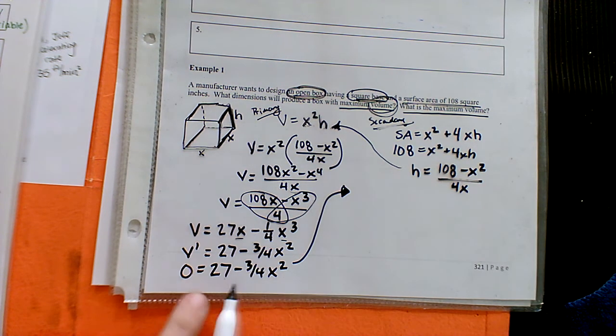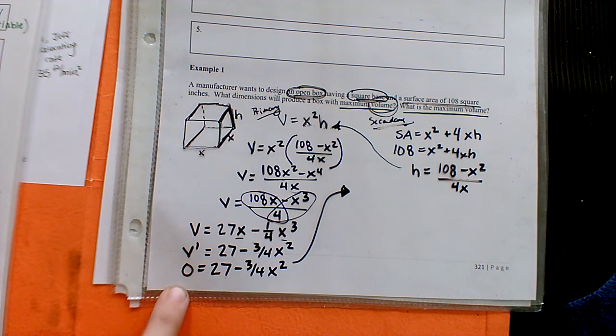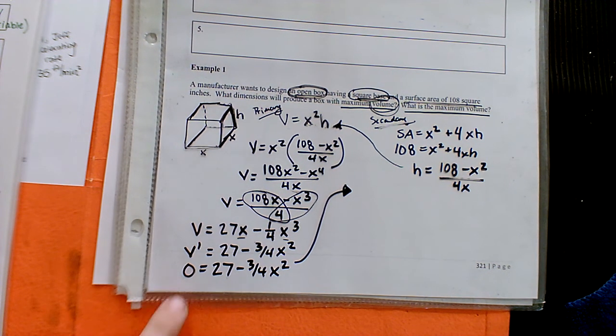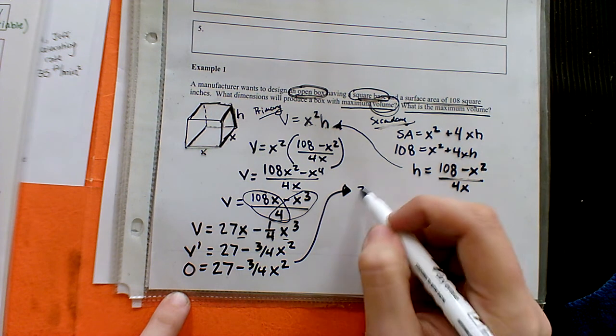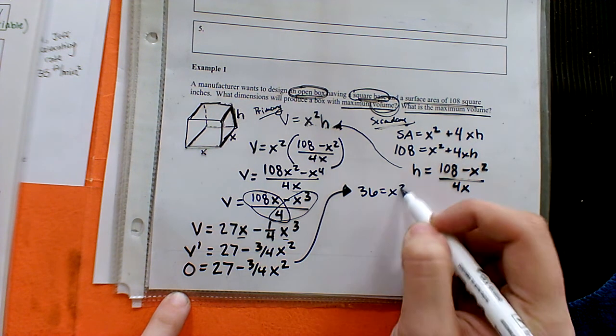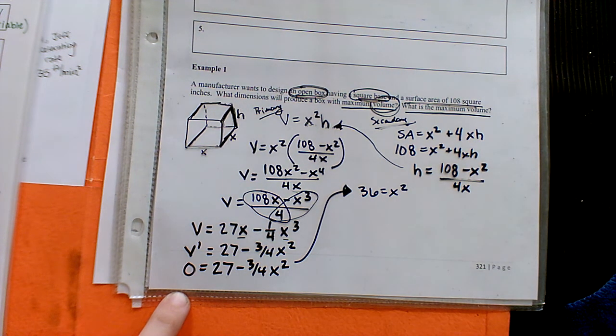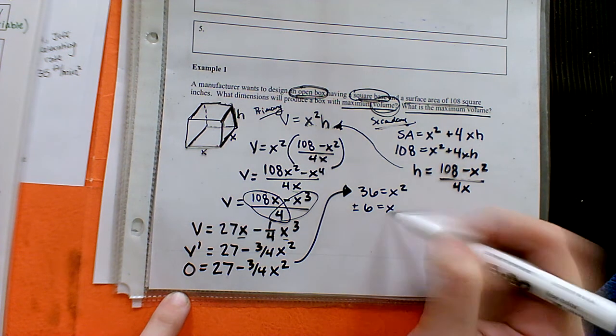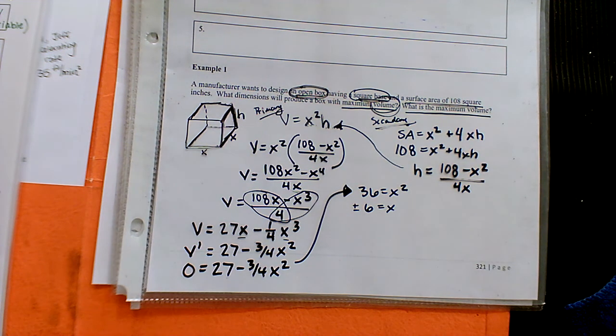Subtract the 27. And then divide over -3/4. 36. Okay. And then square root both sides. Technically plus or minus 6, right? So we have, hold on, we have 2 critical points.